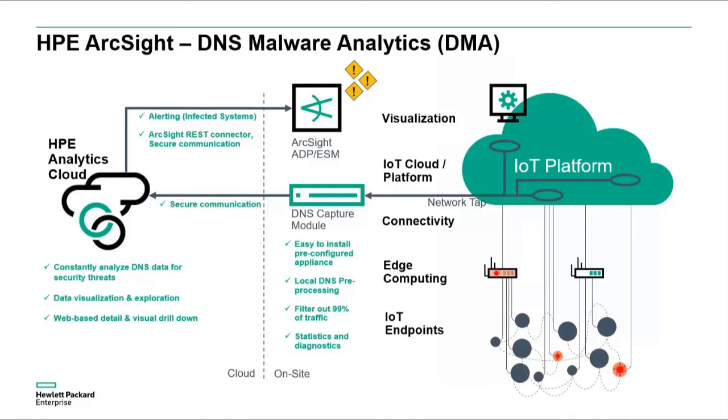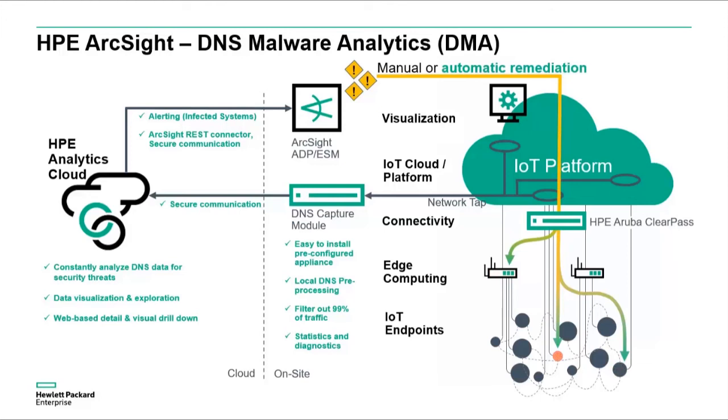ArcSight ESM is also able to initiate a remediation action to an external system. That external tactical system could be the HPE Aruba ClearPass Policy Manager, which could get the instruction from ArcSight to push certain hosts onto a quarantine VLAN so that they can be remediated.